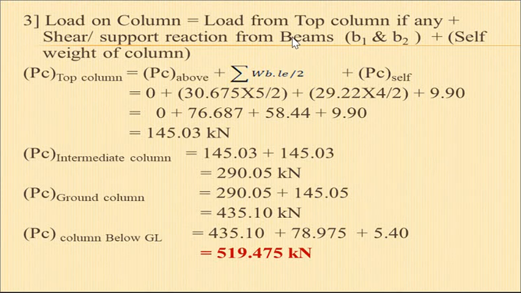As we have discussed in the previous lecture, we can take the load from the top column if any, plus shear, that is the support reaction from beams B1 and B2, two beams are there, plus self weight of column. For the top column it is 145.03, intermediate column, that is the first floor, 290.05, ground floor it is 435, and below the ground level it is 519.475 kilonewton. This load is needed for the design of footing.